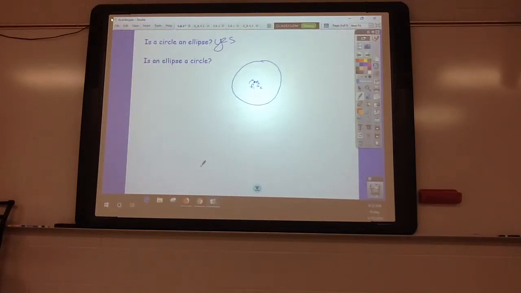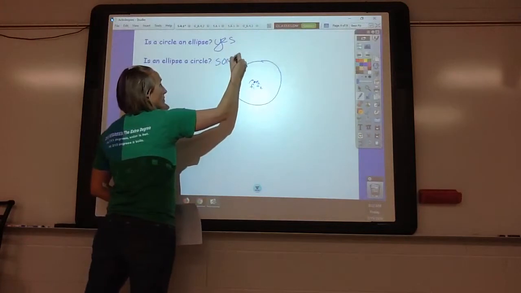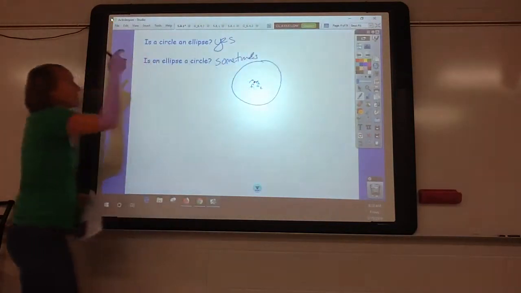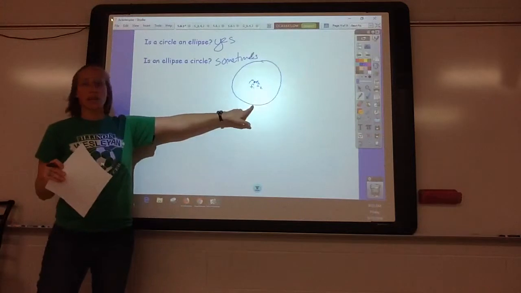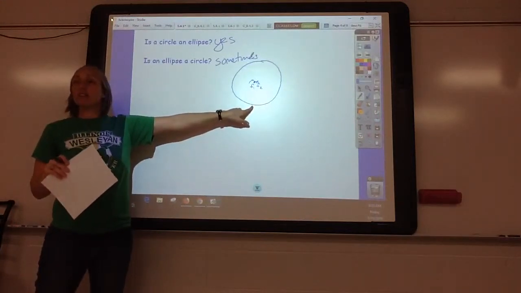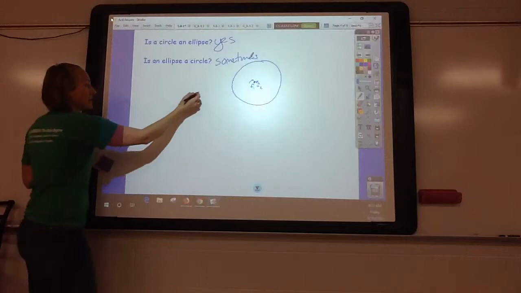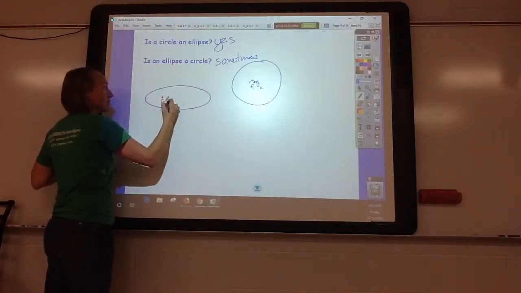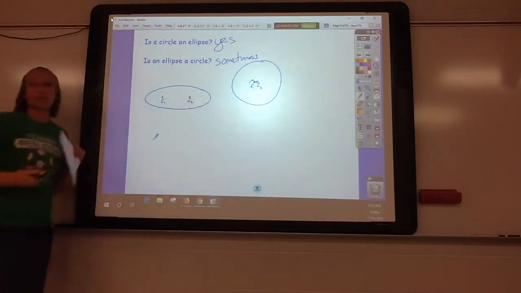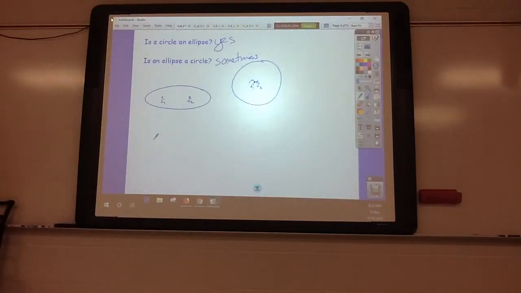Let me ask you this. Is a square a rectangle? We say yes, right? That's the first question. Is a rectangle a square? Sometimes. Sometimes is the word we're going to use here. Is an ellipse a circle? If I draw my ellipse like that right there, is it a circle? Yes. So in that case it is. But if I draw my ellipse like this, is it a circle? No. So very similar to the square and rectangle argument. One's a yes and one's a sometimes. I know it's kind of crazy, but we get the general idea there?